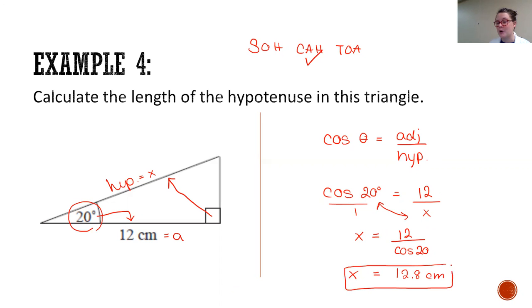If we think about it, 20 degrees is a very small angle. I can visualize 20 degrees. This is not drawn to scale, but it's somewhere close. And the smaller the angle, the closer the hypotenuse and the adjacent side get to being equal lengths. So that's why we get 12.8 centimeters.